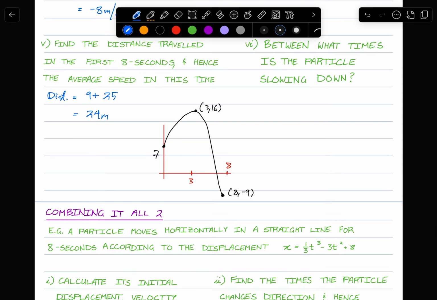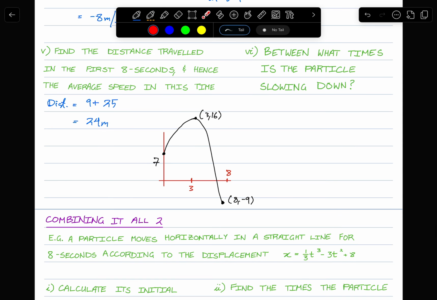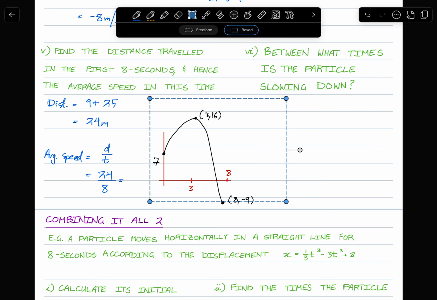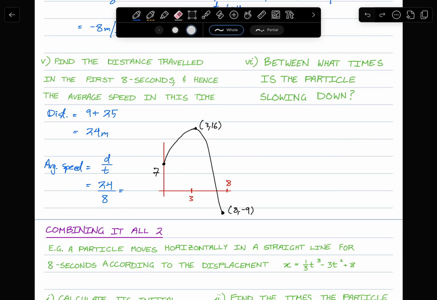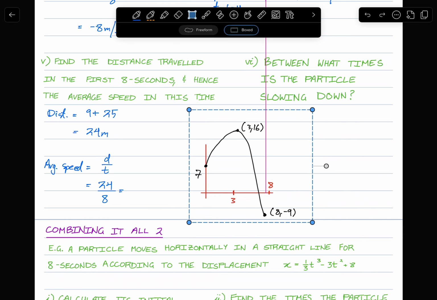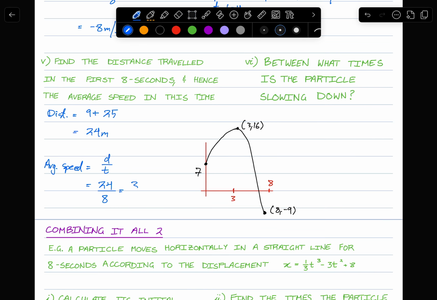And now the average speed in that time is simply distance over time, so d over t. In that time, we have traveled 24 meters over 8 seconds. The average speed in this time is 3 meters per second.